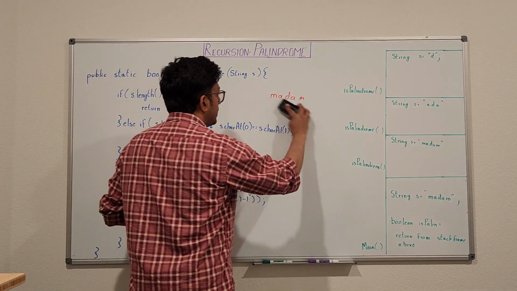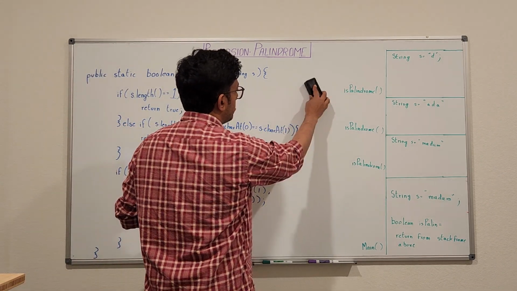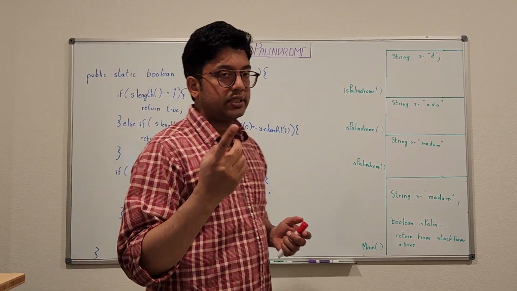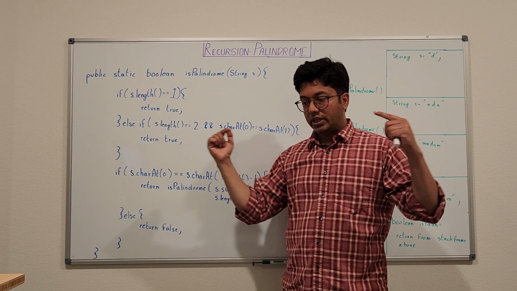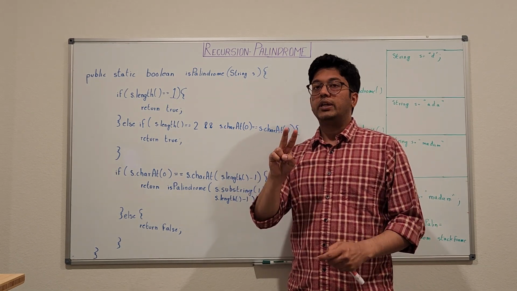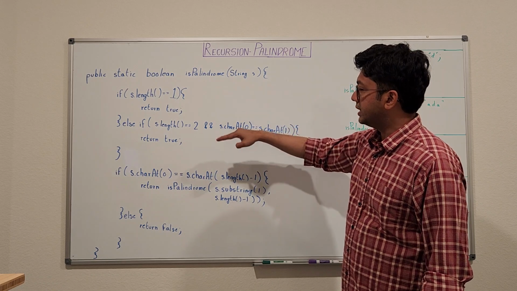Any recursion based problem, you'll have a base case, otherwise it will keep going forever. So in our case, the two base cases are either as you keep checking, you are left with only one letter, or you're left with two letters and they're both equal. Those are the two base cases here.